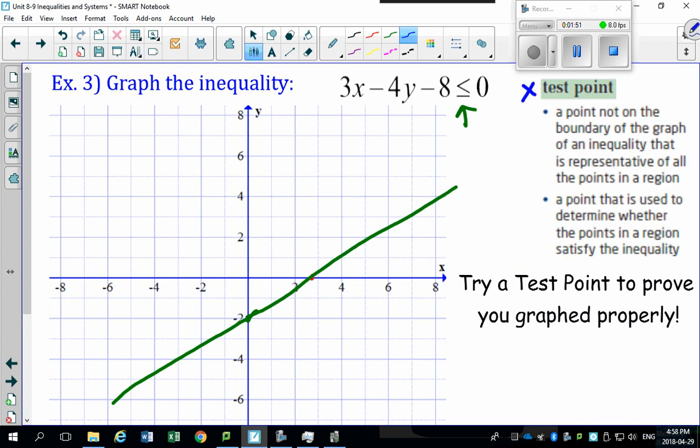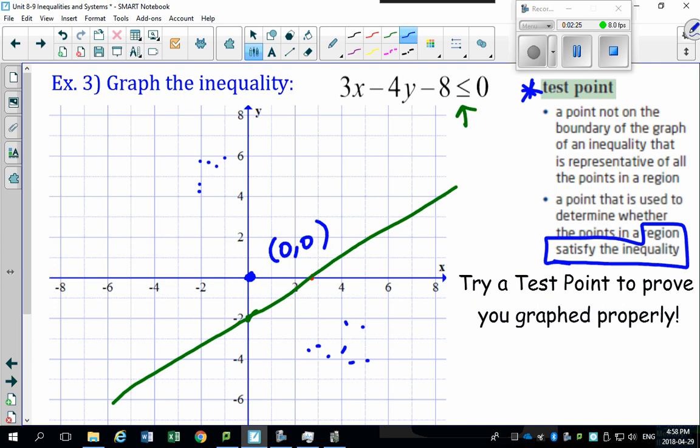Guess what? Here's a test point. A test point is a point not on the boundary, because you don't want it on the line. You want it in either this region up here or this region down here. Okay? We got to pick a nice test point, and it's going to represent everybody. The point that is used to determine the region that you will end up shading, because it satisfies the inequality. The best point in the world, exactly right there. Always try, if you can, the 0, 0.